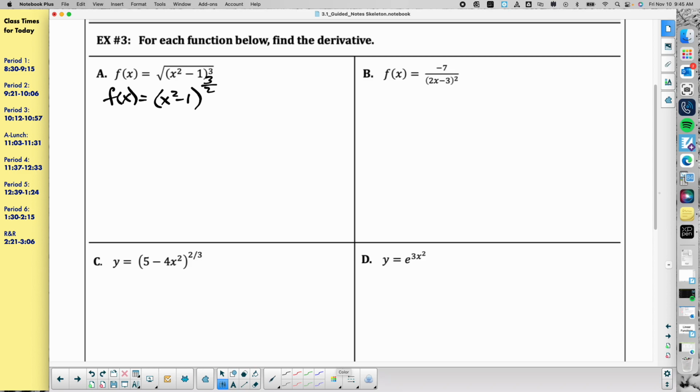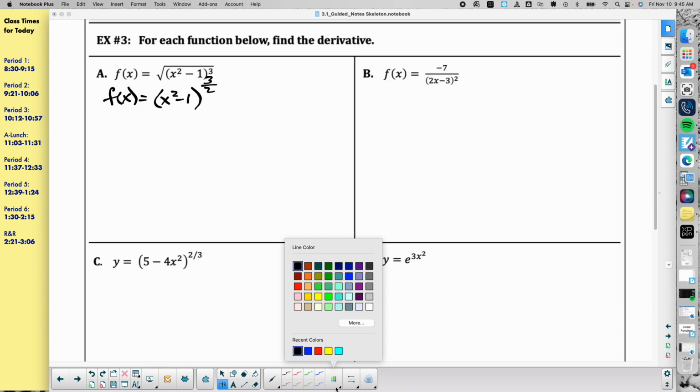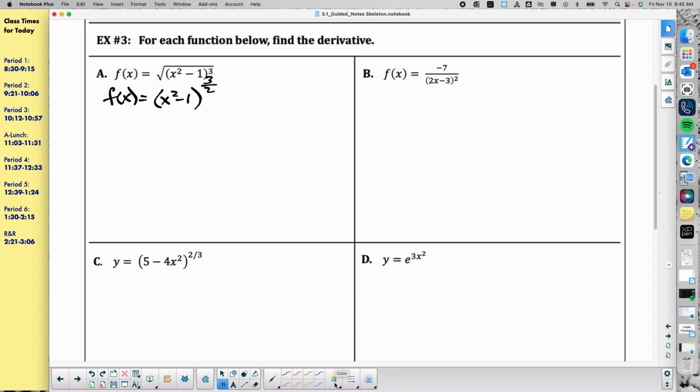What would be considered the inside function on this one? I don't know if this will help, but maybe I'll write it off on the side for you guys. I think it's x squared minus one. Perfect. If there's a parentheses, that's literally going to be the inside. Most of the time, the inside is semi-obvious because it has to be grouped together. So inside, x squared minus one.